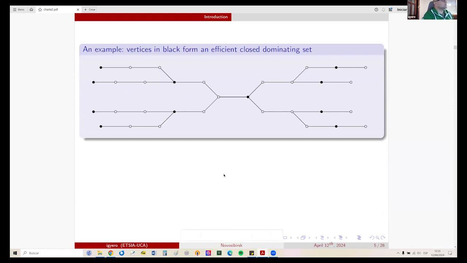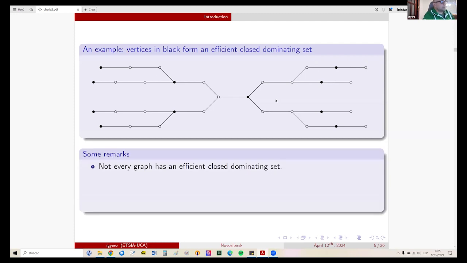And here we have an example. If we take this graph, which has this kind of tree construction, we see that the vertices in black form a dominating set, and it is also an efficient closed dominating set, because each vertex has exactly one neighbor inside of this set, and there is this partition. Whenever I take these two here, these two vertices are adjacent only to that vertex, and the other one with these two, and so on.